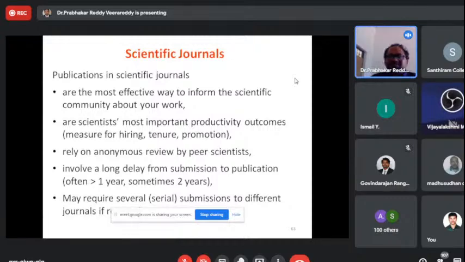So a scientist's most important activity outcomes rely on anonymous review by peer scientists, which involves a long delay from submission to publication, and may require several submissions to different journals. So always publish peer-reviewed publications. That means at least three reviewers. They will review, they will give comments, then they will accept.